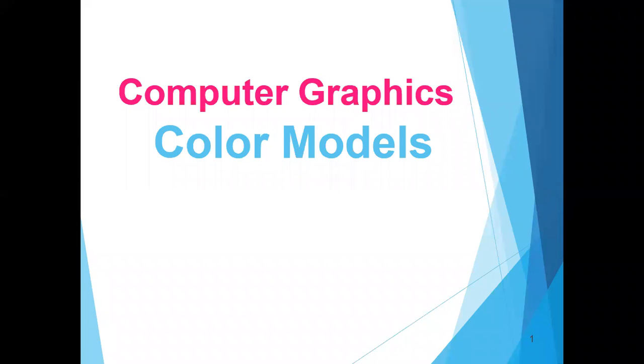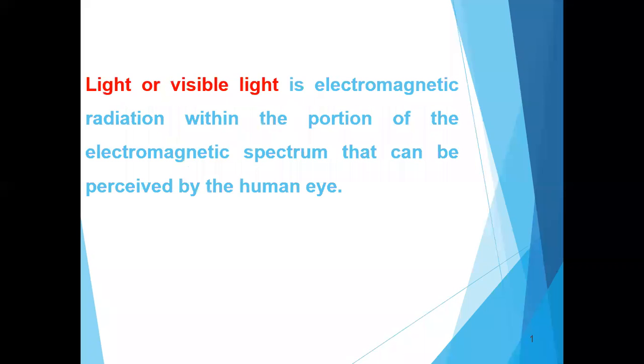Hello students, welcome to today's session on color models. Under this topic, we'll be discussing what we mean by light, what the different properties of light are, and what the different characteristics of color are. We'll mainly discuss two types of color models, the RGB model and the CMY and CMYK model. Let us start today's session by seeing the definition of light.